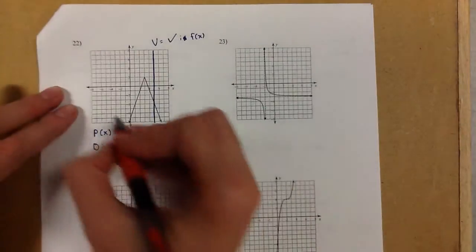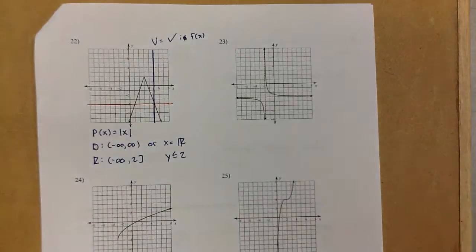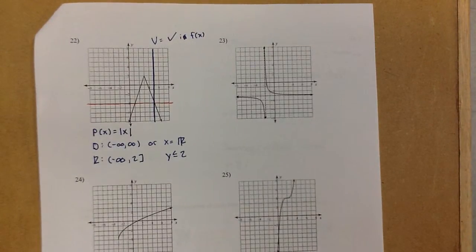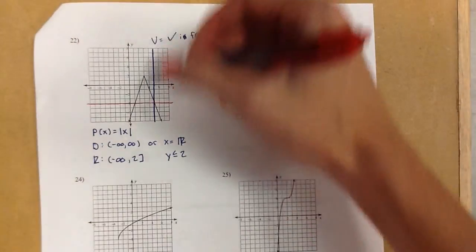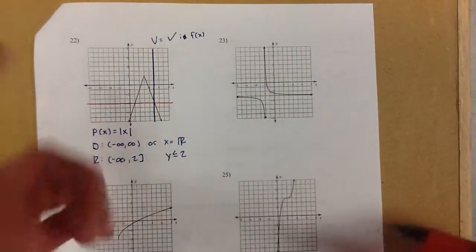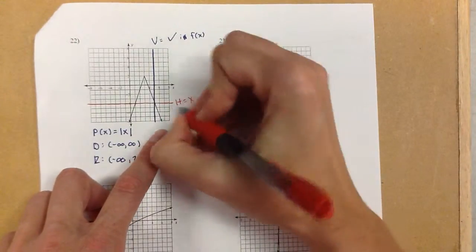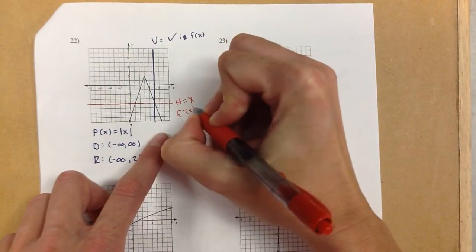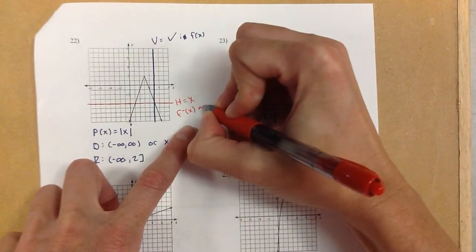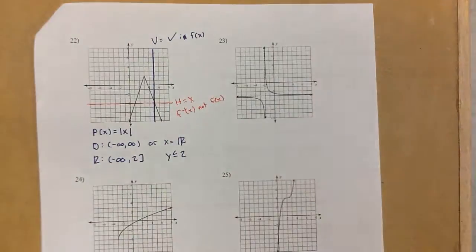If I draw a horizontal line, anywhere touching the graph. I could have drawn it right down the middle. Okay? I could have drawn it over here. But I just drew it right there. Does it pass the horizontal line test? No. So the inverse, not a function. The inverse is not a function.